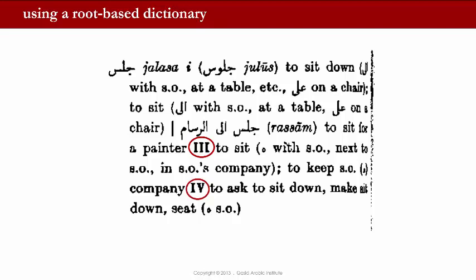And for form 4, to make someone do the thing, here ajlasa means he asked someone to sit down. Ajlasahu, he made him sit down.